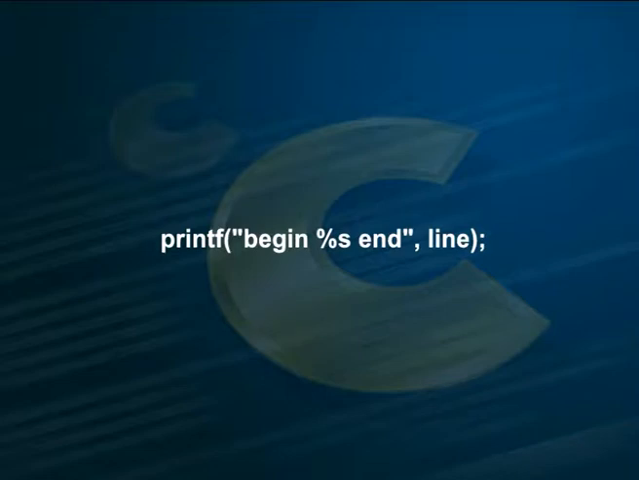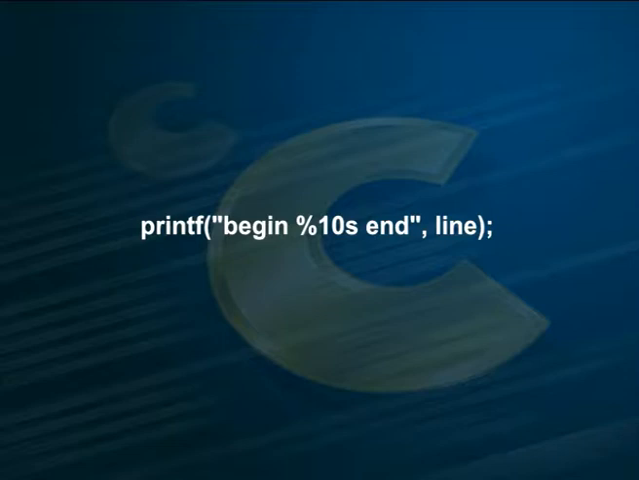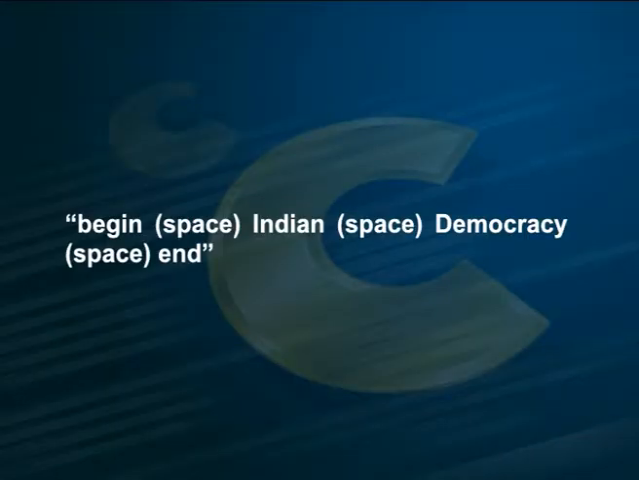printf("begin %s end", line); prints begin Indian democracy end. The statement printf("begin %10s end", line); also prints the same: begin Indian democracy end. This is because the width field makes sense only when the width is more than the actual width of the string variable. Here the string is more than 10 characters long.